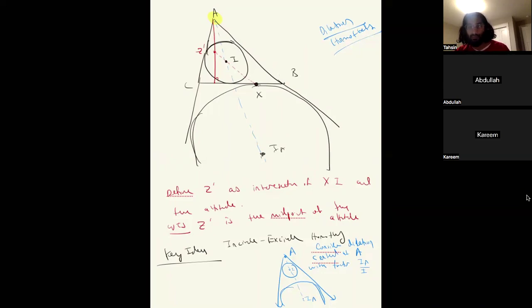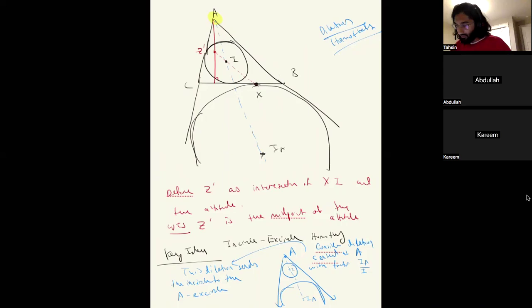What was the last part? So what is the claim? So this dilation sends the in circle to the AX circle. Oh, okay. Does it make sense? Yeah.